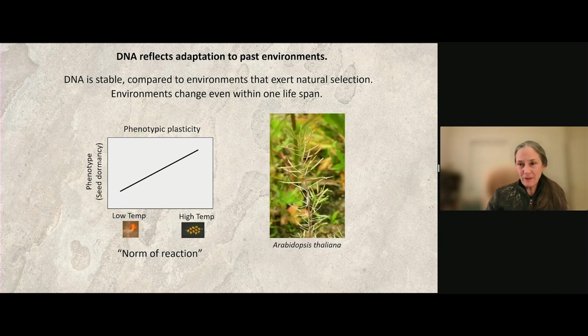Here's another example of phenotypic plasticity, that of seed dormancy. Dormant seeds do not germinate, but non-dormant seeds do. So seeds with low dormancy have high germination potential, and those with high dormancy have low germination potential. And seed dormancy is highly responsive to temperature and other environmental factors.